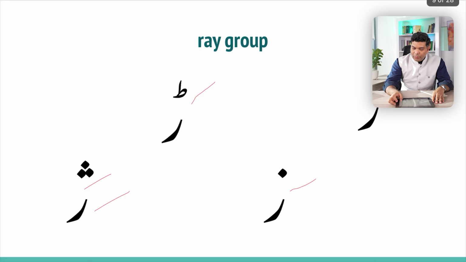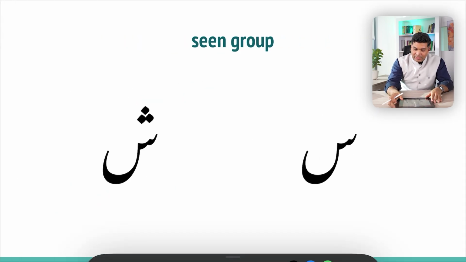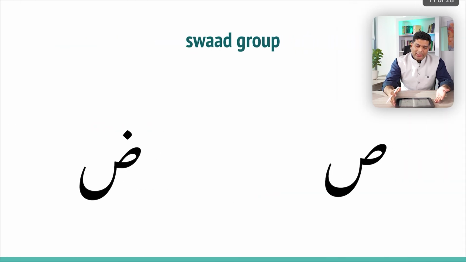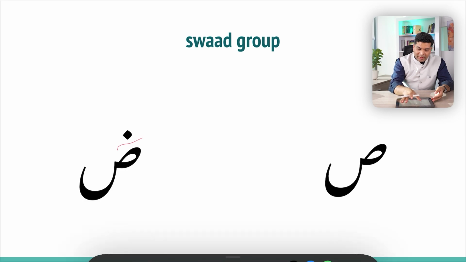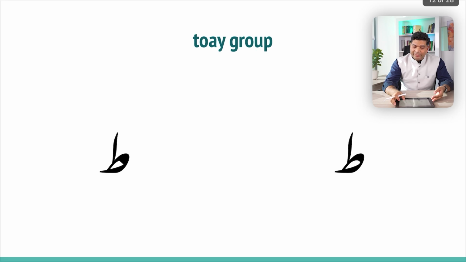Similarly, if we move over, you will find we have the Seen group. The base shape remains the same, but noktas make this one Seen and this one Sheen. For example, if you could see here, this one is making it Sheen. So you would have both Seen and Sheen. Similarly, you have Saad and Zaad. Their shapes are similar, but we have a nokta for Zaad, which makes it a different sound, and Saad doesn't have any nokta. You have the Toe group, which will have Toe and Zoe, and Zoe has a nokta.